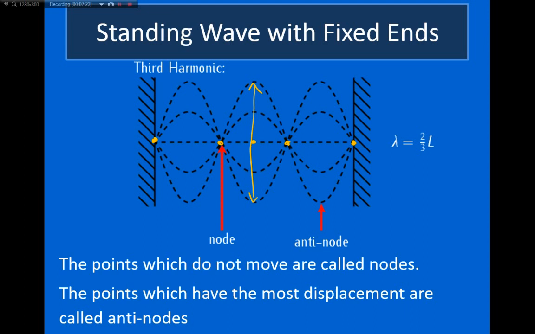So looking at this, we can see that there are 3 nodes here, here, here, and here. Or 4 nodes, I'm sorry, and 3 antinodes. One here, and one here.